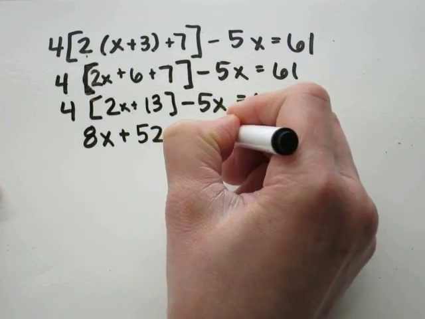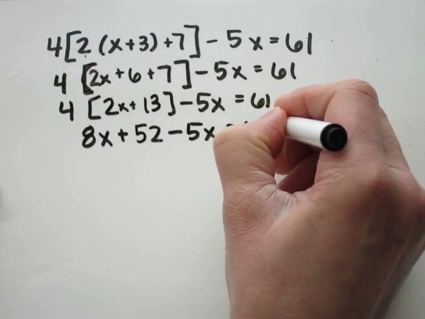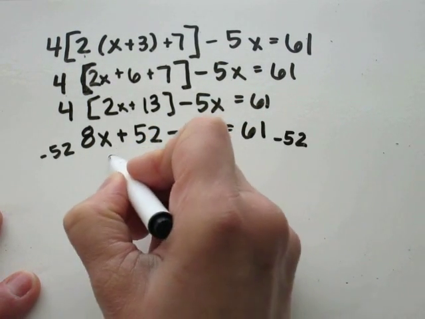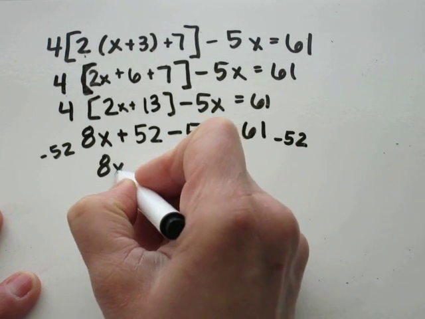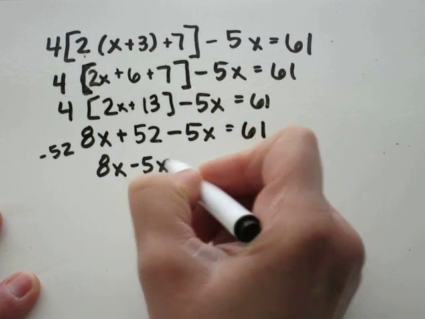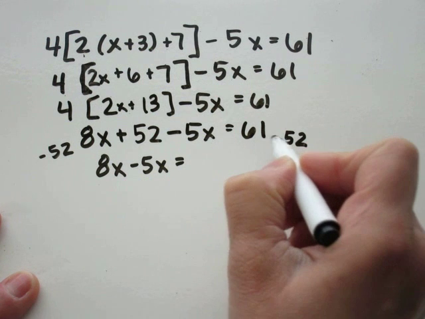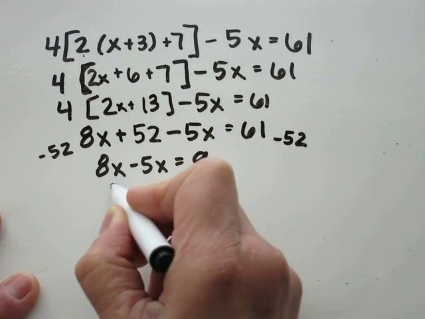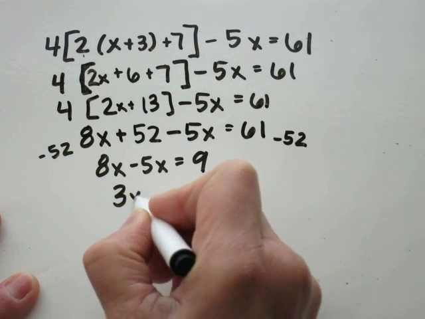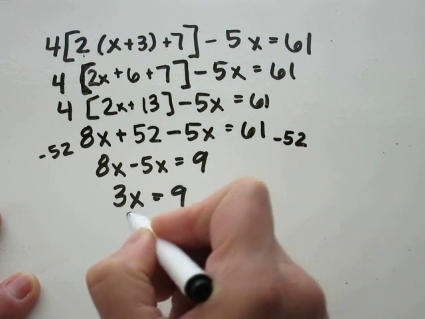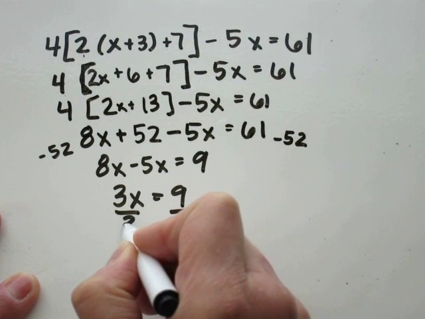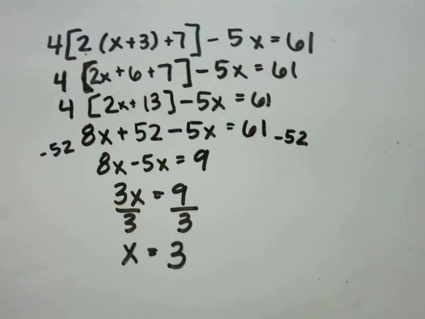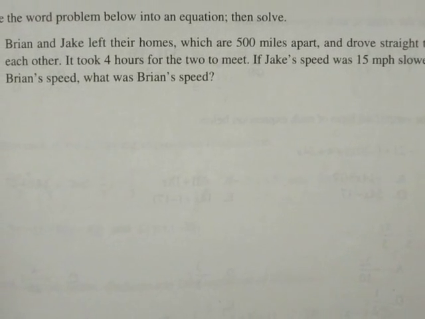Minus 5x equals 61. I'm going to subtract 52 from each side, which will leave me with 8x minus 5x. 61 minus 52 equals 9. 8 minus 5 is 3. It's 9. To solve for x, just divide each side by 3. X equals 3.